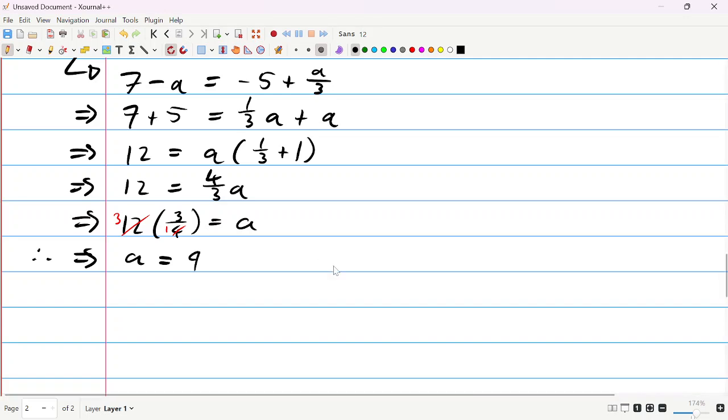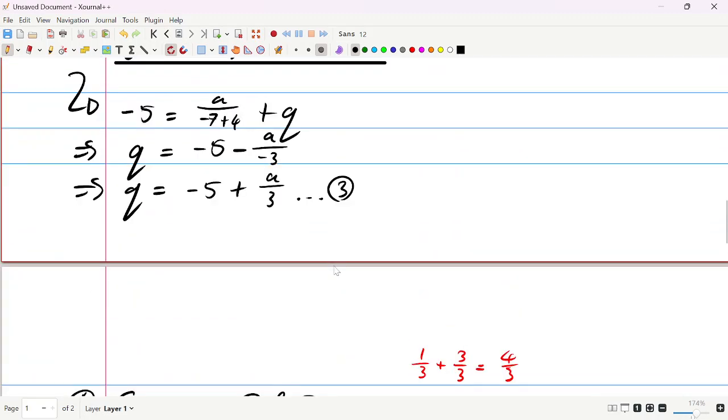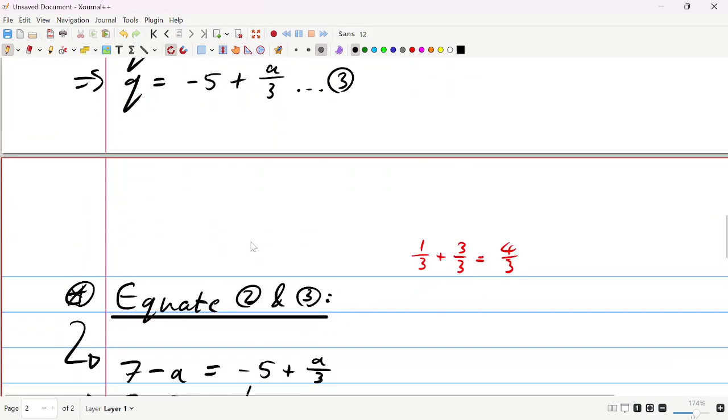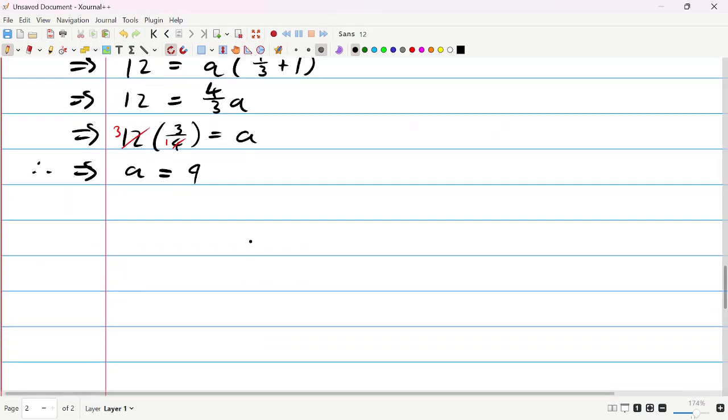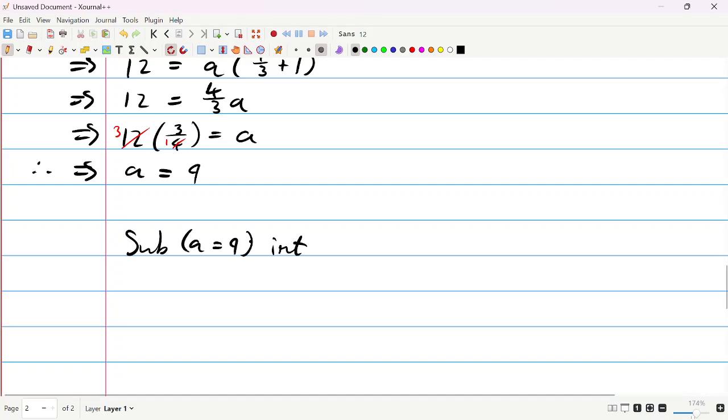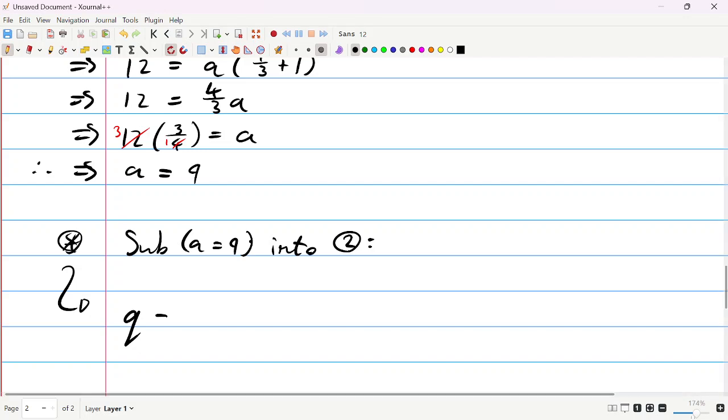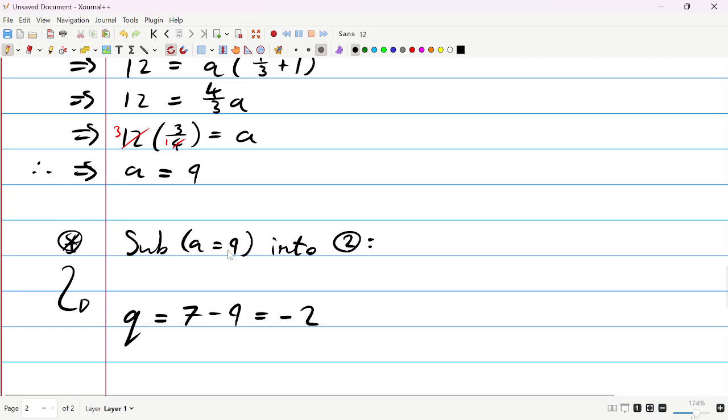Now that we know what our a value is, we need to find our q value. We can plug it into number 2. So we're going to say here, sub a equals 9 into our number 2. Okay. Such that q is equal to 7 minus a, which is just 9. And this is just going to be negative 2. Okay. So that is how we find the q and the a values.